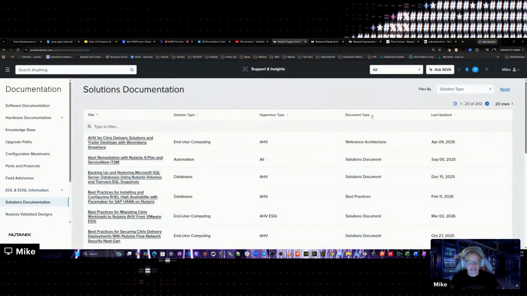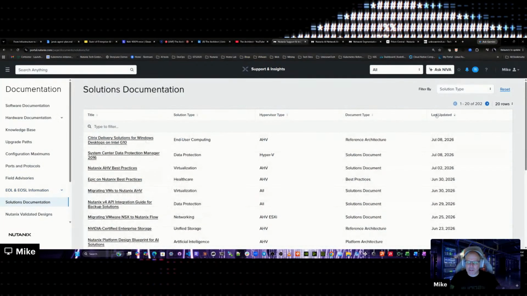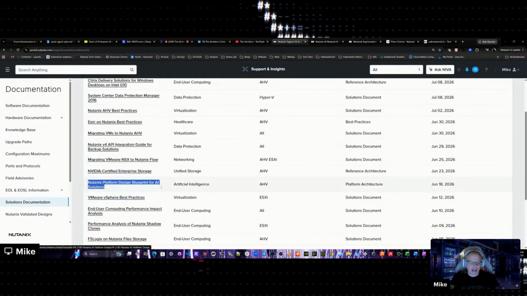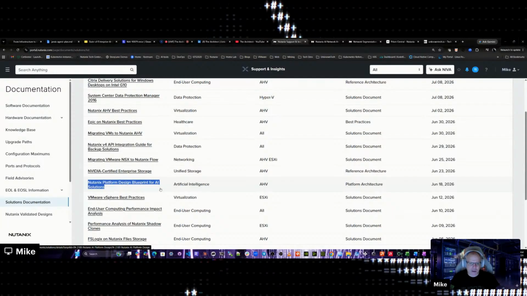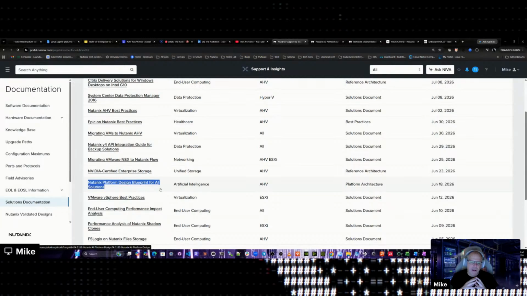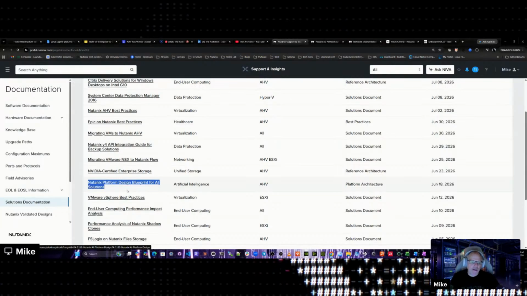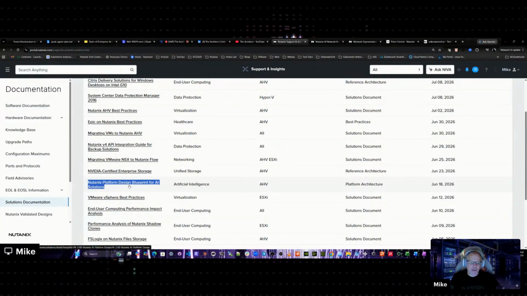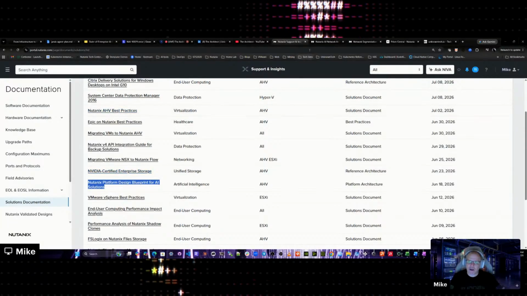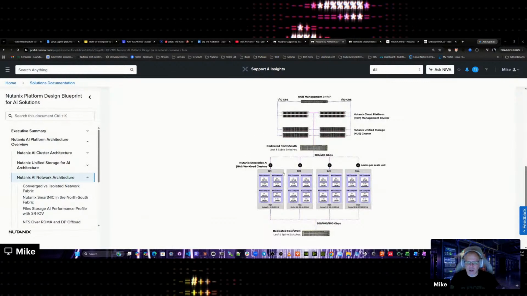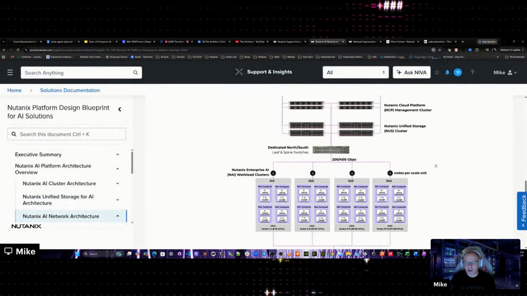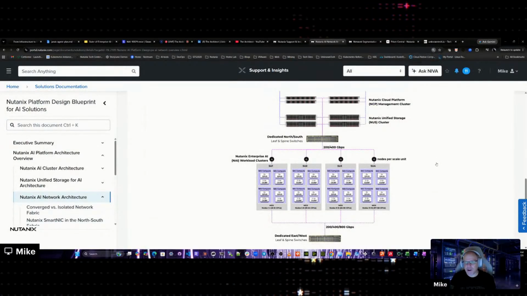This is the same document area where I was last week when I was focused on the Nutanix platform design blueprint for AI solutions. Now I want to make a point here. Part of the design blueprint for AI solutions included unified storage, NVIDIA Certified Enterprise storage, as a matter of fact. And here's an example of one of the designs we went over two weeks ago.